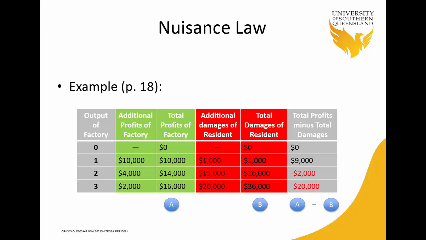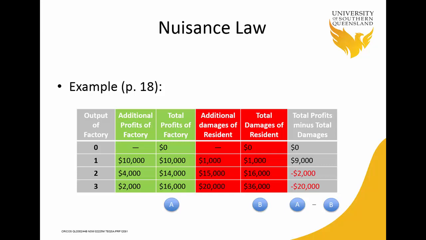So we will add all of the benefits regardless of who gets them, and add all the costs regardless of who gets them, and subtract the benefits from the costs to get our net benefits, or in this case of course what we would call net profits. So the last column here in gray is basically subtracting the total profits of the factory from the total damages of the resident, and we would get 0, of course, with the output 0.